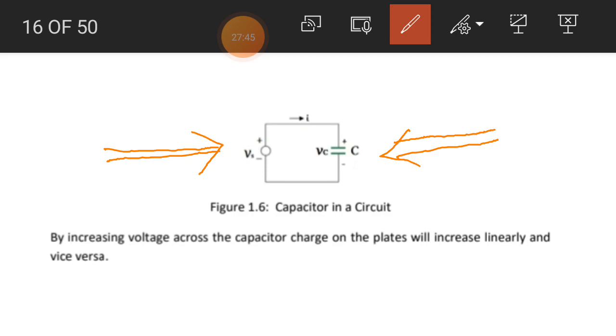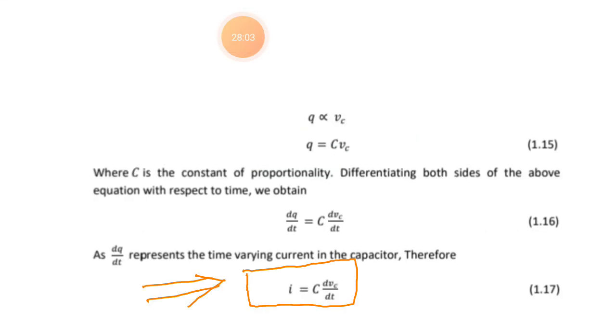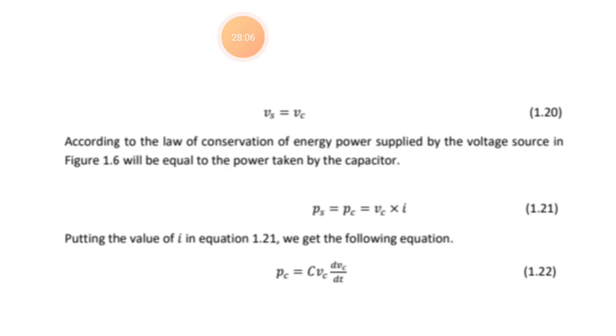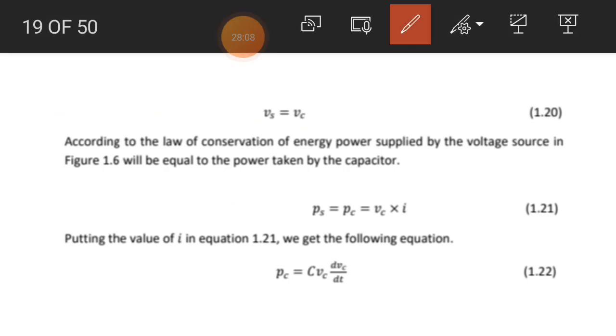So there are two circuit elements in this simple circuit. The voltage source is known as active circuit element because it delivers energy, while capacitor is known as passive circuit element because it takes the energy from the voltage source. So according to the law of conservation of energy, the power supplied by the voltage source will be equal to the power taken by the capacitor.